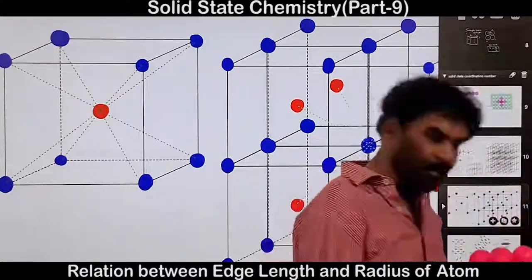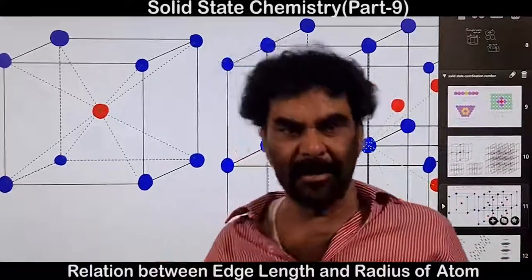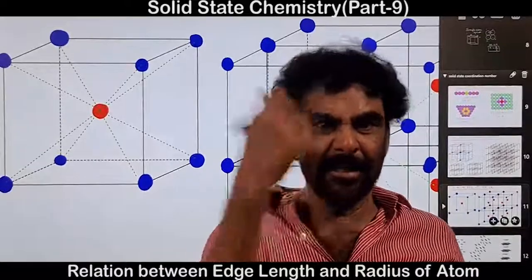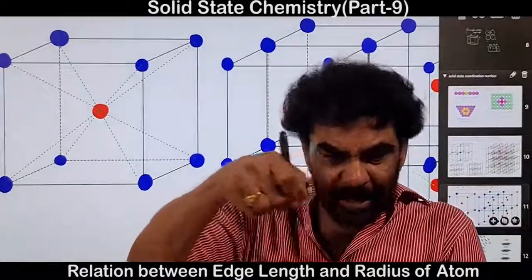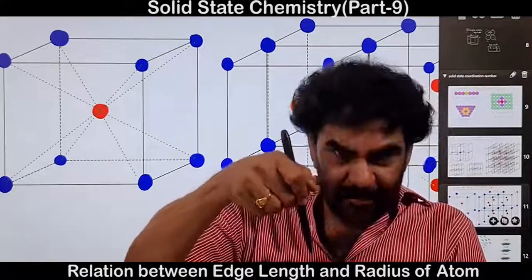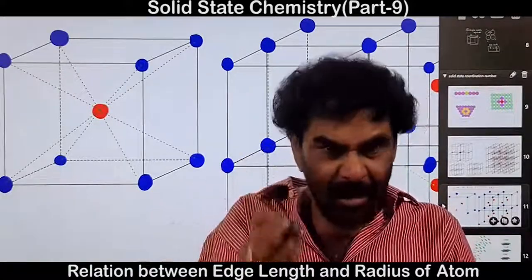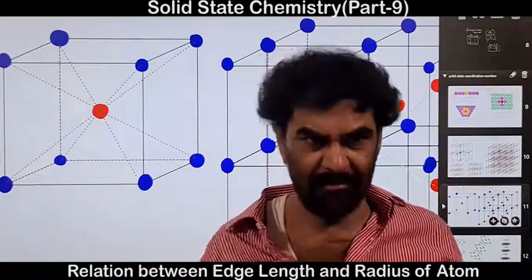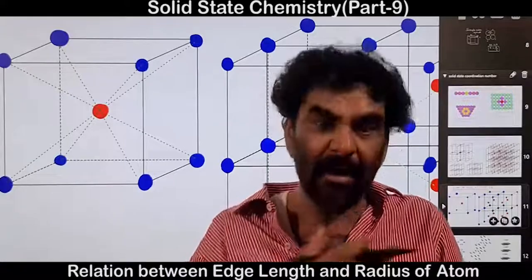In the simple cubic system, the corner atoms are touching each other, so the edge length is equal to 2r. Whereas here, the edge length is not related to r in that way. The edge length is not equal to 2r, since the corner atoms are not touching at all.